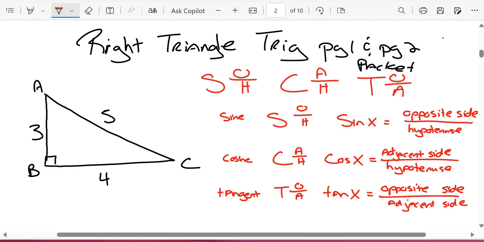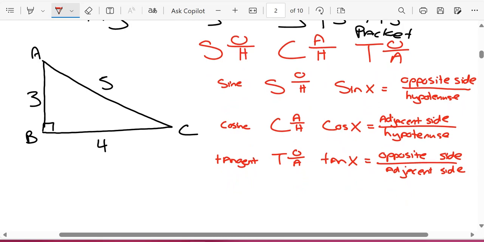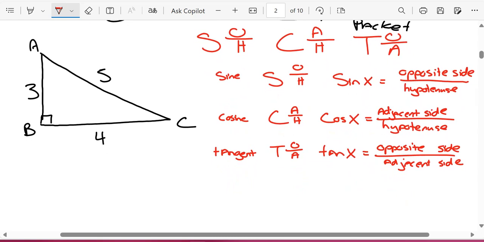All right. So all we're going to do today is just practice writing some of the ratios in this packet. This packet is just the trig ratios. So tomorrow we'll get into the actual solving and using the ratios, but today is just being able to write the ratios. So it's one thing at a time. All right. So let's get started.